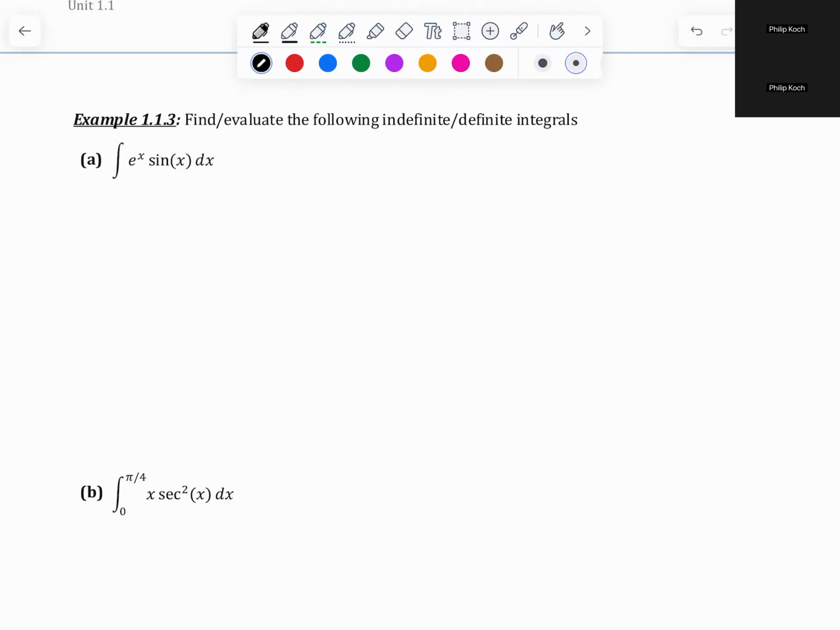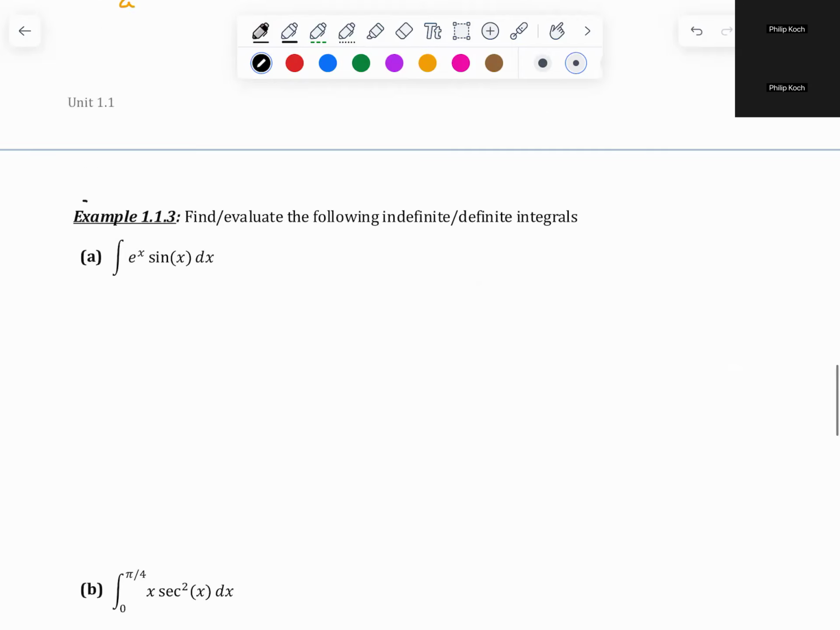Write it above it. So what we're going to do is write u equals e to the x so that du is equal to e to the x dx. And dv will equal sine of x dx. So v is equal to negative cosine of x. So remember, the integral of sine is negative cosine.